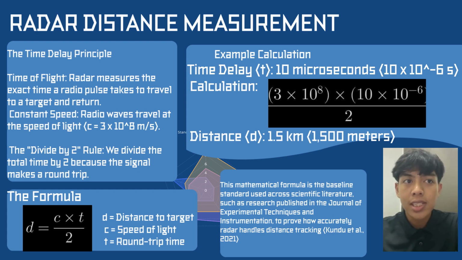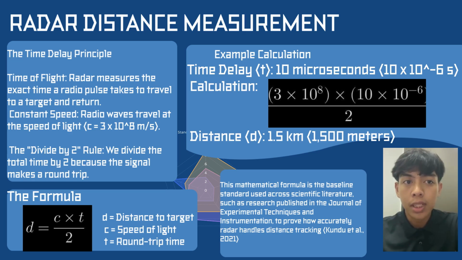We can calculate distance by timing how long the path takes to return. As you can see in the formula, d equals c times t over 2. We multiply the speed of light by the time delay. We divide it by 2 because the signal has to travel to the target and back. We only want the one-way distance.